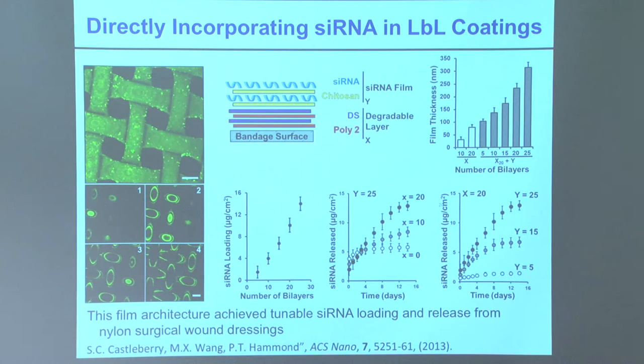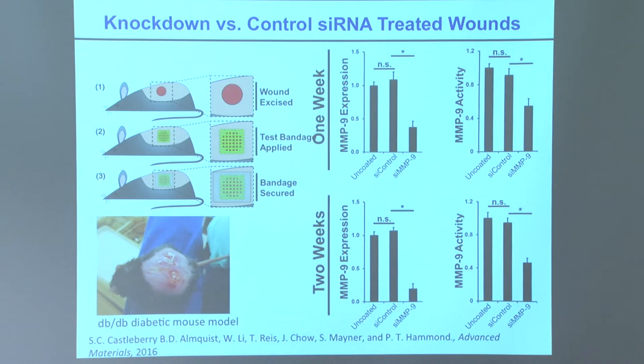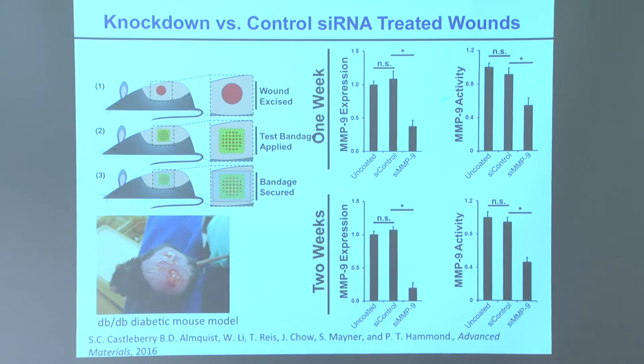So what we're doing is taking a nylon dressing, layer by layering it with this combination. The siRNA in this case is fluorescently labeled, so you can see it. And we varied release profiles to get an optimum release over a two-week period. If we actually apply these bandages on a diabetic mouse, we can look at a treated and untreated wound as a control. We also looked at a scrambled siRNA as a control.